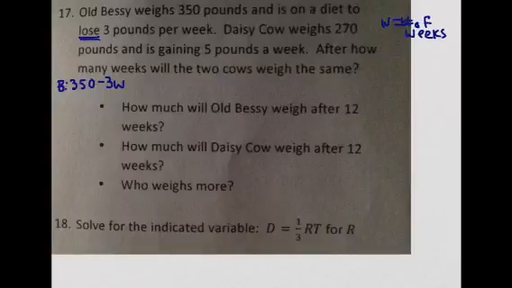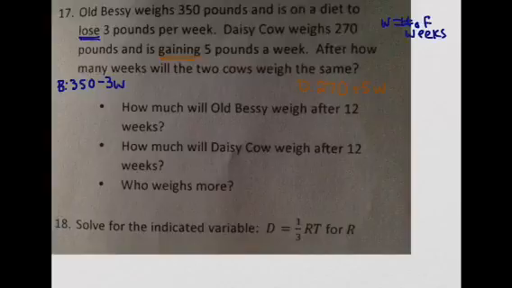And Daisy cow, so I'll just call her D, starts off at 270 and she is gaining, right? Gaining 5 pounds a week, so that's plus 5W. And it says, after how many weeks will the two cows weigh the same? So we set them equal to each other.